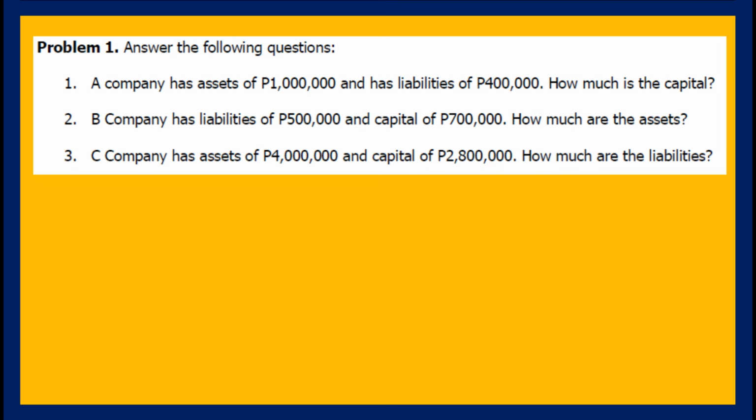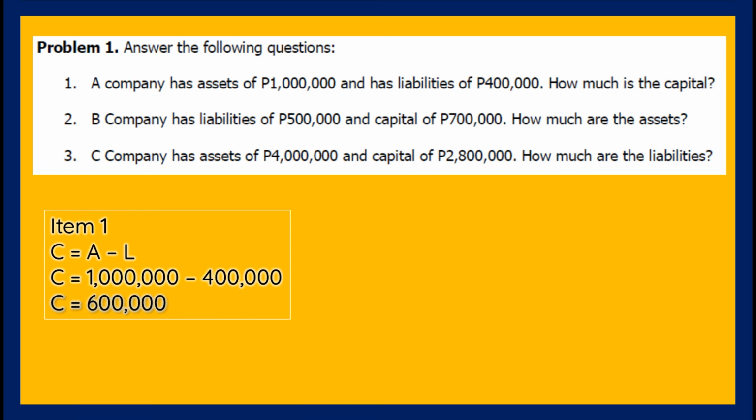Okay, so I think we're ready to answer problem number 1. Okay, number 1. A company has assets of 1 million and liabilities of 400,000. How much is the capital? Ang hinahanap natin ay capital. So for number 1, our equation would be C is equals to A minus L. Capital is equals to the assets of 1 million minus liabilities of 400,000.